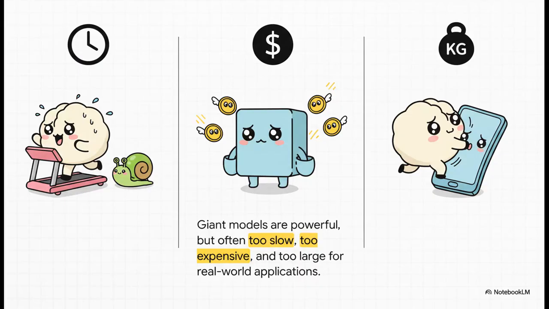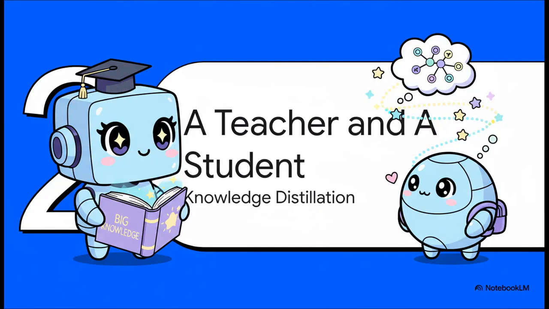So what this all means is that we hit a massive brick wall. Yeah, these giant models are powerful, but they're often way too slow for a real-time chat, they're way too expensive for most companies to even think about running, and they're just physically too big to fit on your phone. It makes them completely impractical for so many things. So if being huge is the problem, then what's the solution?